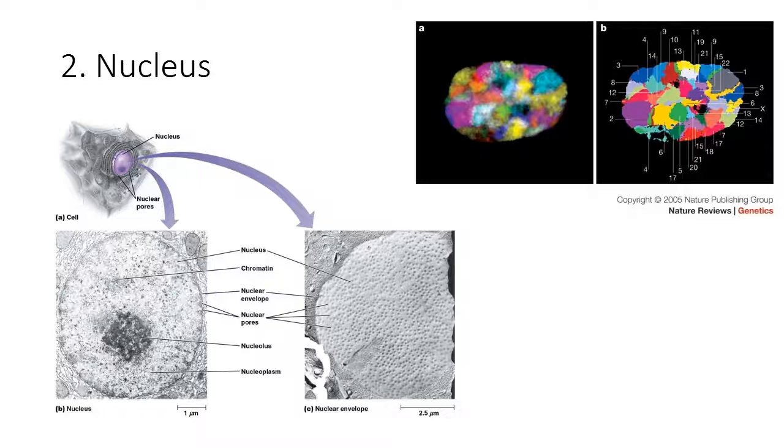Next up is our nucleus. So remember, this is the site where all of the DNA is. Here we've got this dark spot in the middle, the nucleolus. This is where ribosomes and ribosomal RNAs are made.